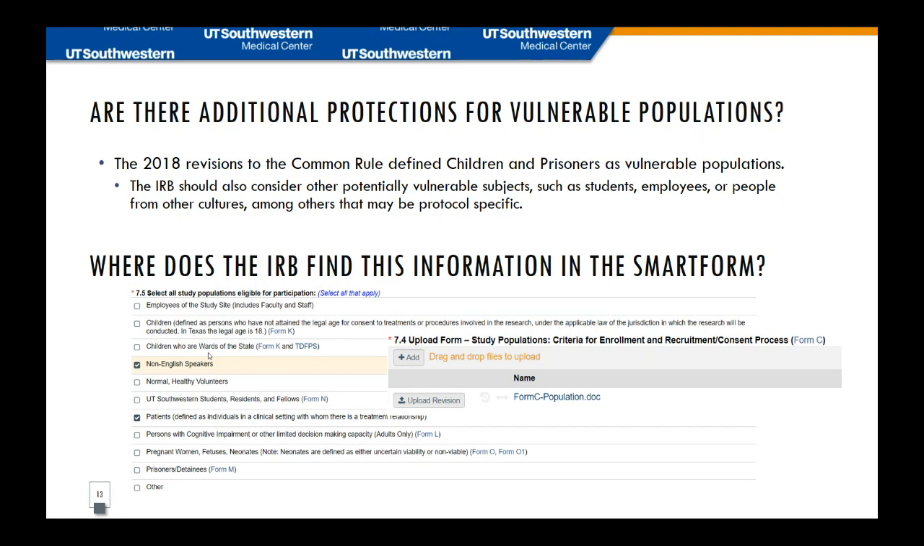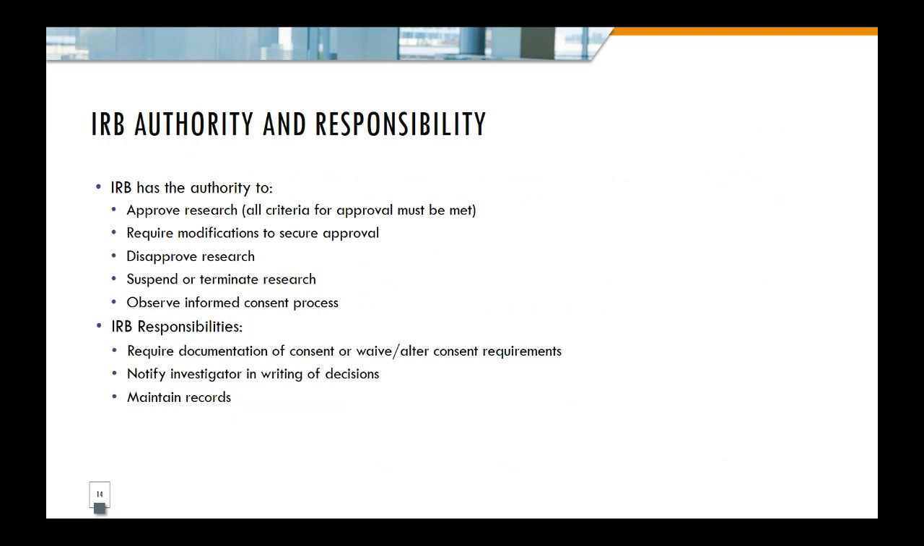So the IRB has authority and responsibility. We have the authority to approve research once all of the approval criteria are met. We have the authority to require modifications to secure approval, disapprove research, suspend or terminate research, and also observe the informed consent process, which is somewhat rare, but we'll do it in studies where we want to make sure that the subject and or their legally authorized representative really understand what they're getting into when they want to enroll into a research study.